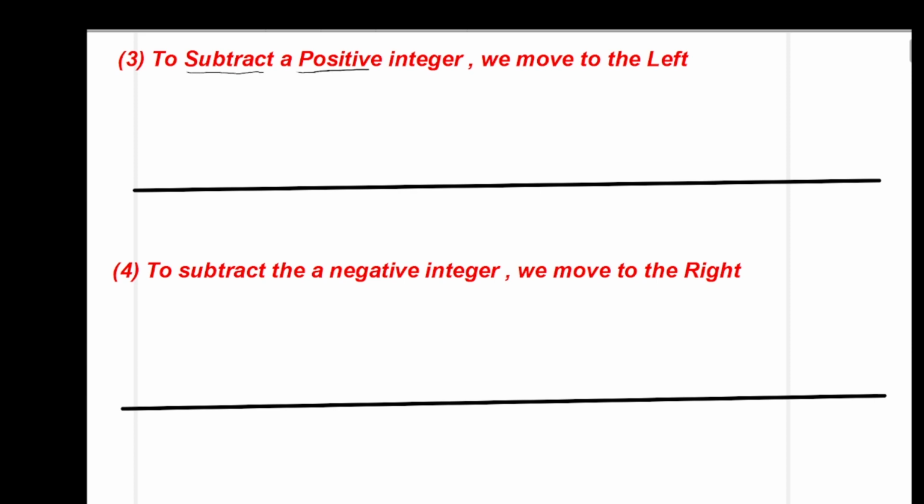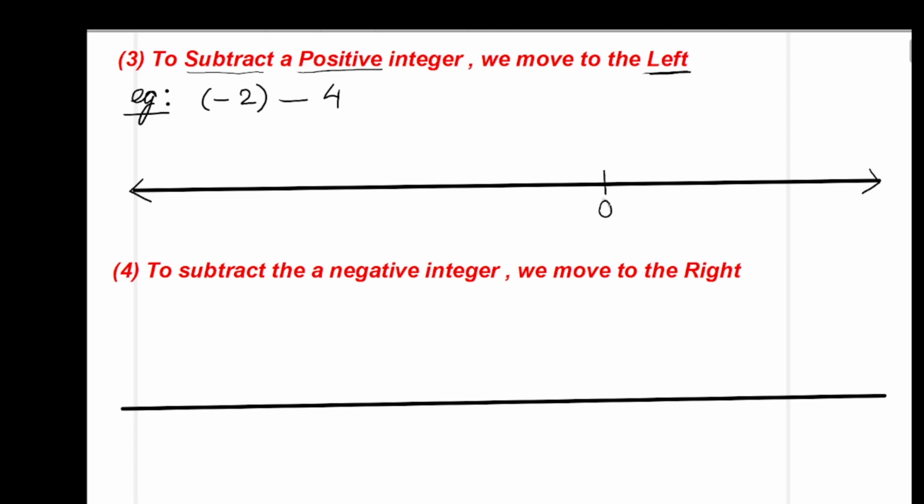Okay, next, number 3: to subtract a positive integer, we move to the left. For example, -2 minus 4. See here, 4 is what? A positive integer, we are subtracting. Then we have to go towards left. Now again I will show it on the number line.